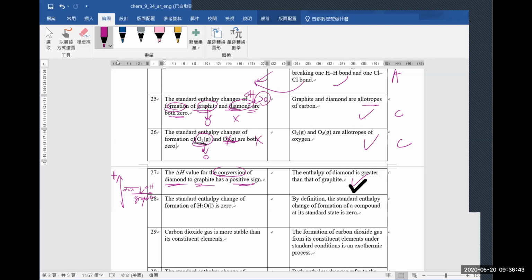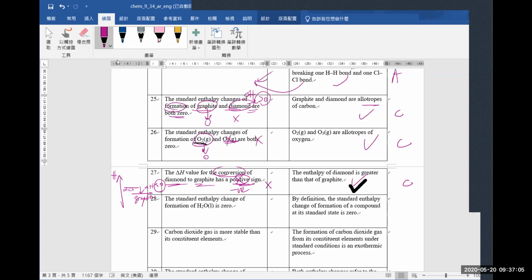Cyrus, how do you calculate delta H? Final minus initial, okay? So how about the first statement? It is a downward arrow, smaller than 0, okay? So it's not positive, it's negative. Cross and tick C.